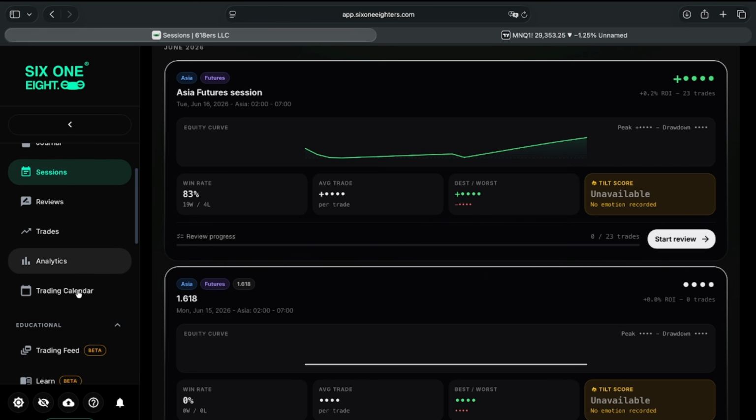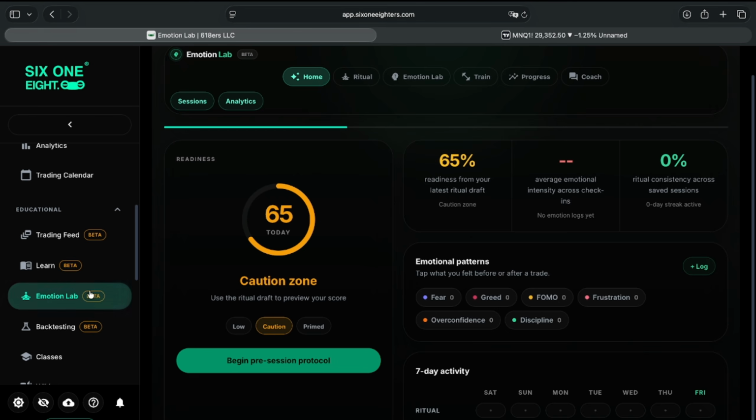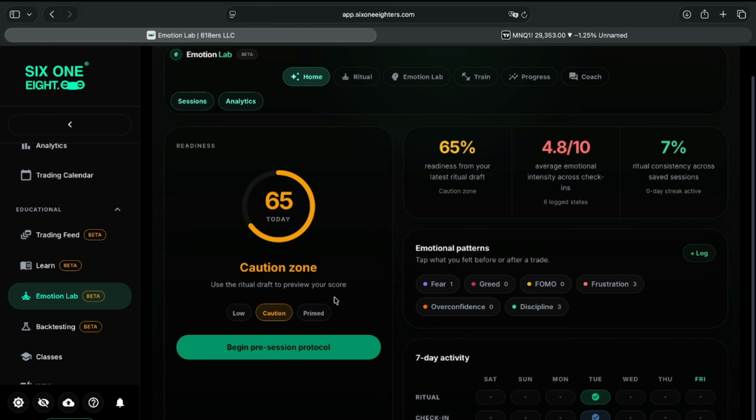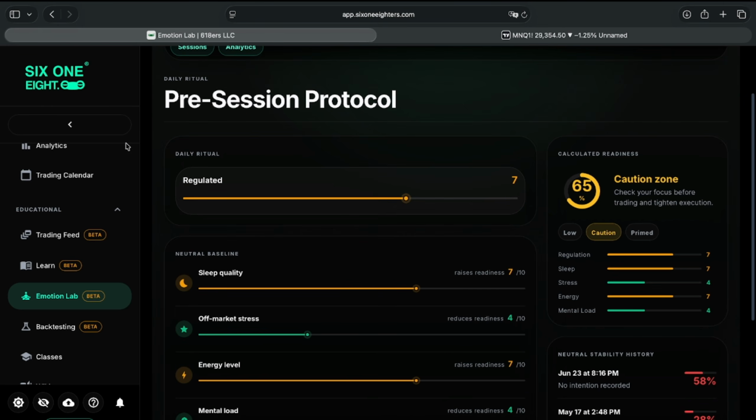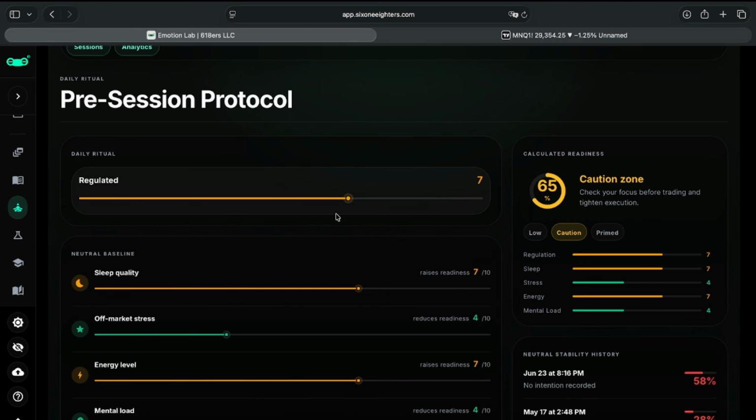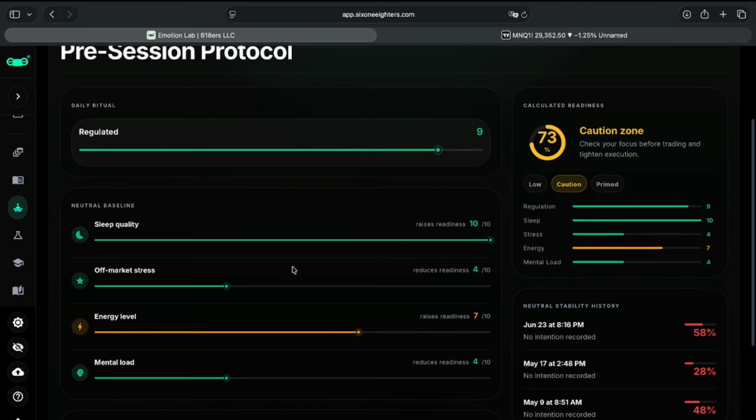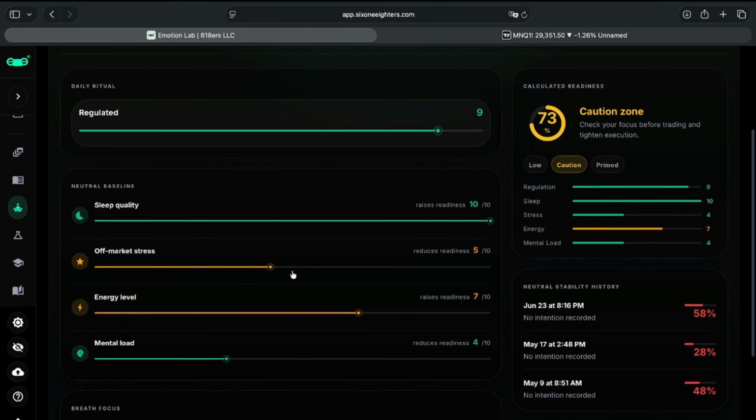If we go now to the emotional lab, what I usually always do is a pre-session protocol. Before I start trading, I say, okay, today I'm pretty regulated. My sleep quality last night was amazing. The off-market stress is kind of a 5. Energy level was like a 9.